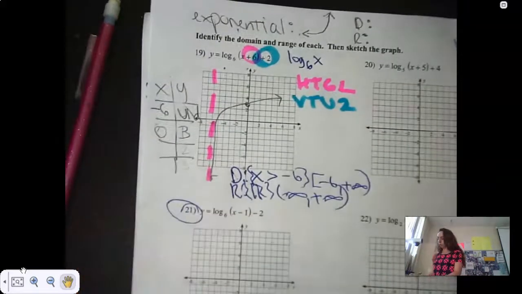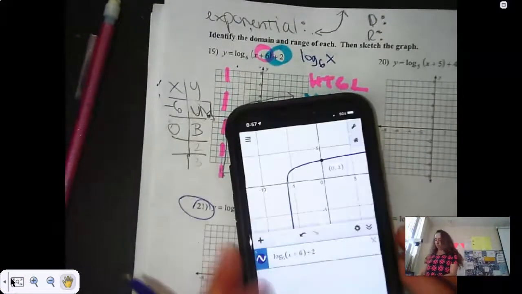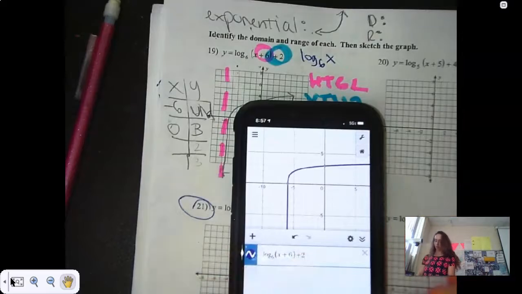All right, so let's do number 21. I'm going to pause it really quickly so I can graph it. One sec. Or actually, you know what? I'm going to show you how to graph it here, because I want to make sure you know how to graph without me. So it's going to take a second. So let me zoom in a little bit.